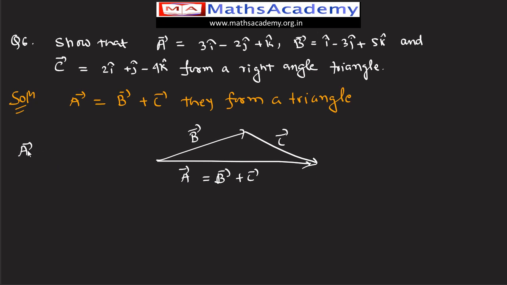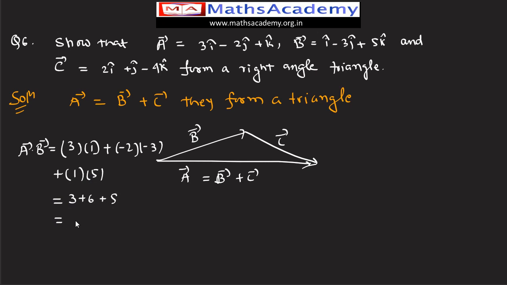So first of all, a dot b. Component-wise we multiply a and b. Here we notice 3 times 1, then minus 2 times minus 3, then 1 times 5. So it is 3, then 6, then 5. Now it is 14, not equal to 0. So we can't say a vector and b vector are perpendicular.